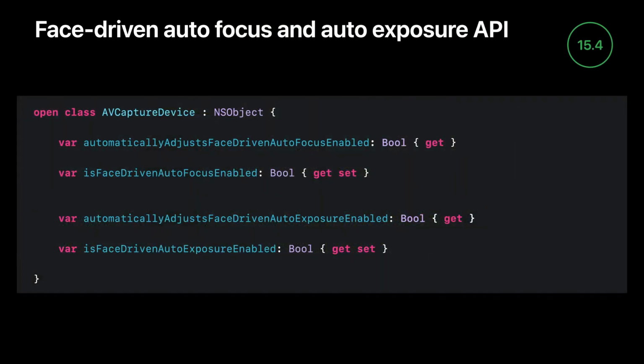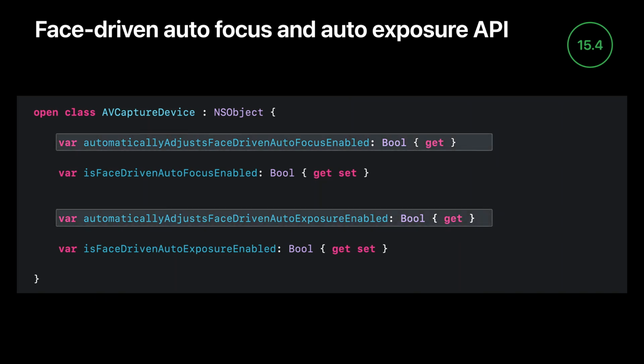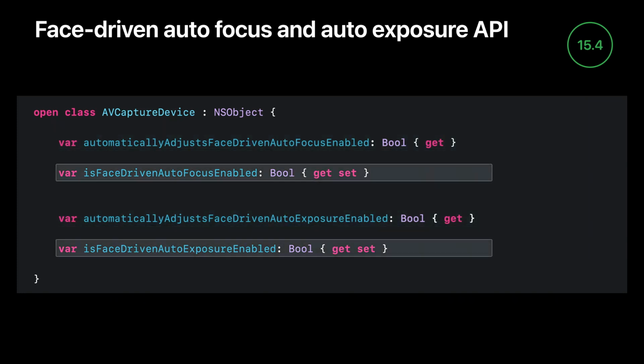In iOS 15.4, there are new properties on AV Capture device to control when face-driven autofocus and autoexposure are enabled. You can control whether the device will automatically adjust these settings, and decide when it should be enabled. Before toggling the enabled properties, you must first disable the automatic adjustment.